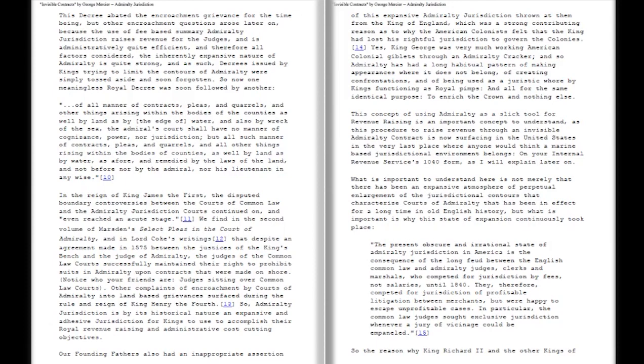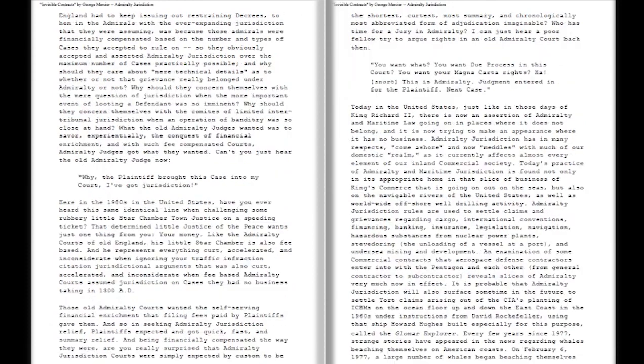So the reason why King Richard II and the other kings of England had to keep issuing out restraining decrees to hem in the admirals with the ever-expanding jurisdiction that they were assuming, was because those admirals were financially compensated based on the number and types of cases they accepted to rule on, so they obviously accepted and asserted admiralty jurisdiction over the maximum number of cases practically possible. And why should they care about mere technical details as to whether or not that grievance really belonged under admiralty or not? Why should they concern themselves with the mere question of jurisdiction when the more important event of looting a defendant was so imminent?